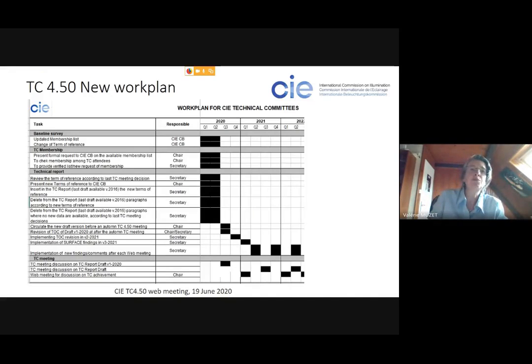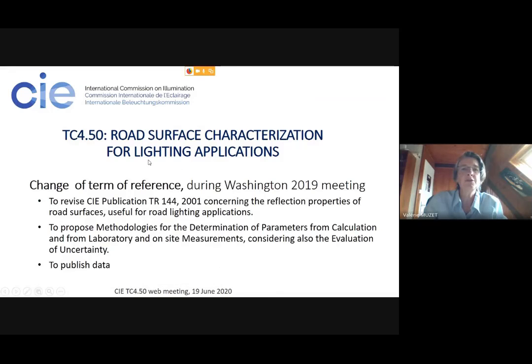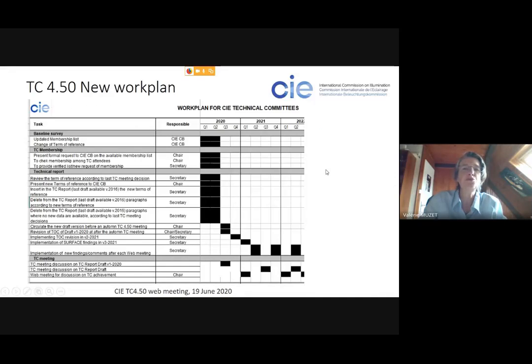We also present to the Division 4 the new work plan, because we ask for 3 more years. So we have 3 years till the end of 2022 to propose a document for TC, to update the CIE publication and propose a new publication.